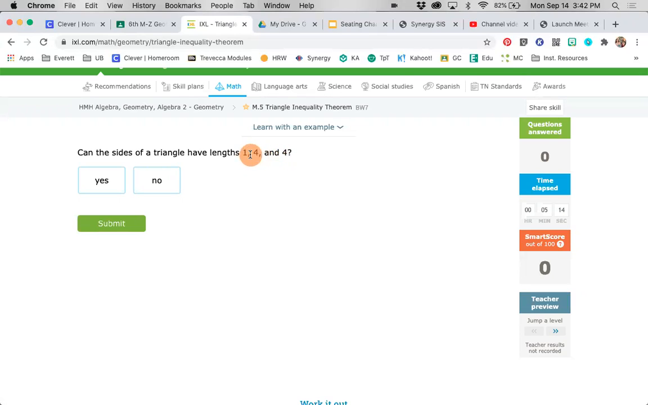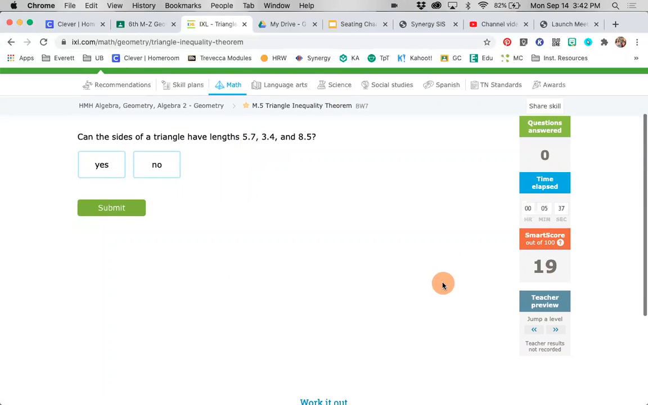So I'm going to take 1 and 4. I'm going to add them. 5 would be the highest this number could possibly be. Then I'll subtract them. 4 minus 1 is 3. 3 is the smallest this number could possibly be. So this other side, 4, is bigger than 3. It is smaller than 5. So yes, this would make a triangle.